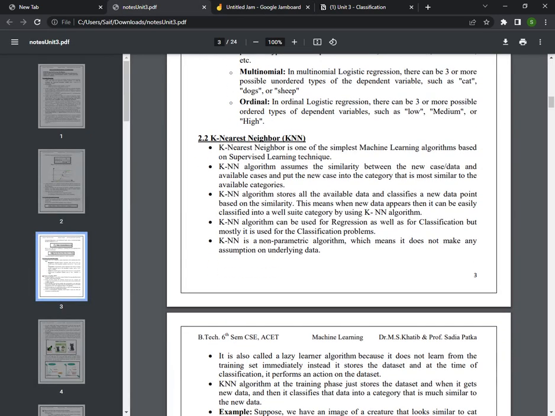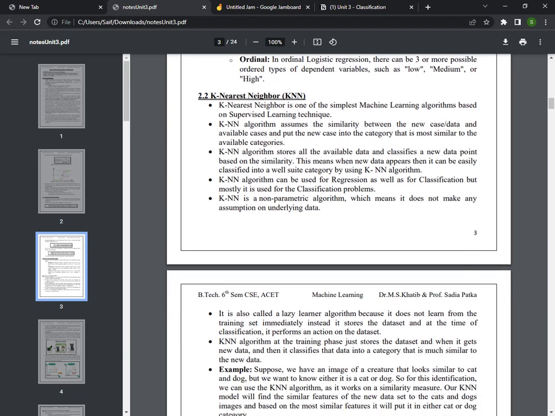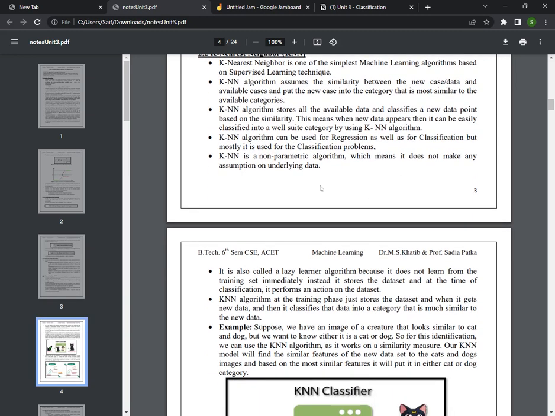KNN algorithm stores all the available data and classifies a new data point based on the similarity. This means when new data appears, it can be easily classified into a well-suited category by using the KNN algorithm. It can be used for regression as well as classification, but is mostly used for classification problems. This is one of the points that you can write in the paper: it can be used for regression as well as classification, but mainly for classification.